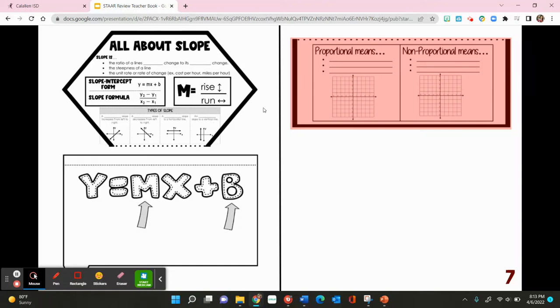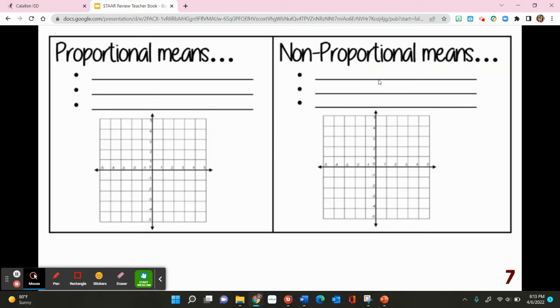In this video, we're going to be discussing proportional versus non-proportional. Now, your foldable for proportional or non-proportional should be glued at the top of page 7. So let's first talk about proportional and what non-proportional means.